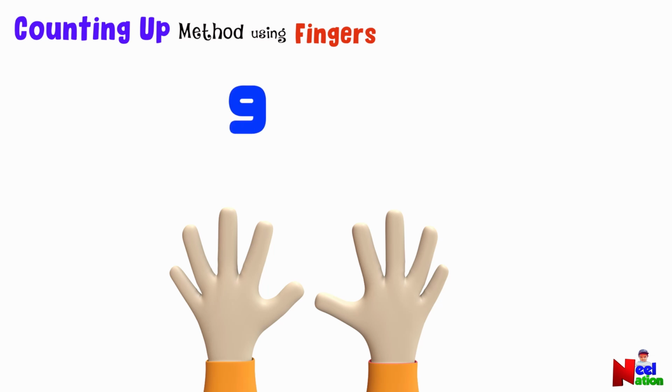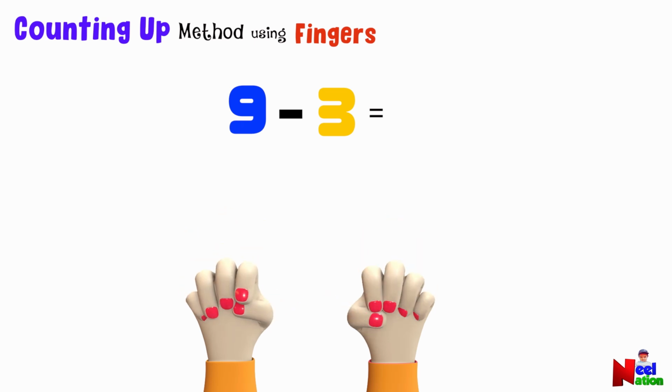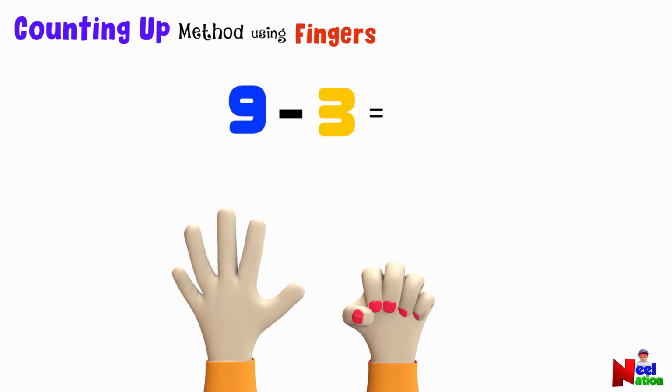Let's figure out 9 minus 3 using the counting up method with our fingers. So, in 9 and 3, 3 is the smaller number. Start with 3 in your mind, and now we'll count up to 9, holding up a finger for each number. Let's begin. So, after 3, we hold up one finger for 4, hold up another finger for 5, another for 6, 7, 8, and finally one more for 9.